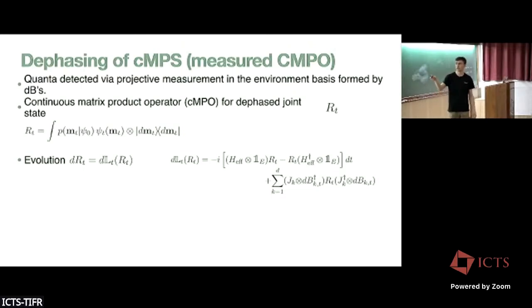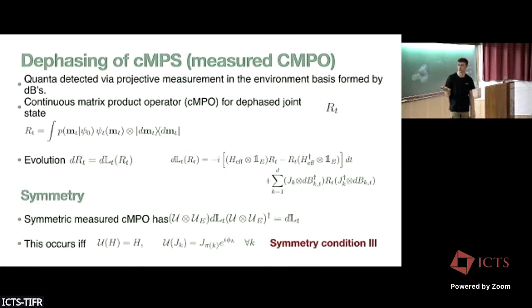So you can write down some operator that evolves this CMPO. You can see it has a similar structure to that of the master equation. And you can ask in what condition this thing is symmetric, i.e. this DLT that generates our dynamics, when does this commute with the symmetry? So we have this separable symmetry. When does this DLT commute with this symmetry? Well, it turns out this occurs under exactly the same conditions as for the labeled trajectories. That is, the Hamiltonian is symmetric, and our jumps are commuted under the symmetry. So this is just symmetry condition 3.